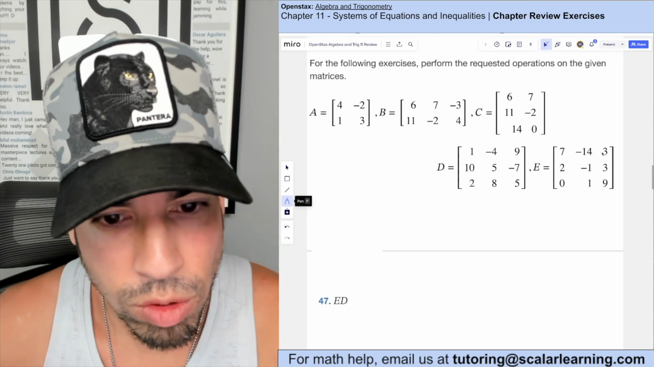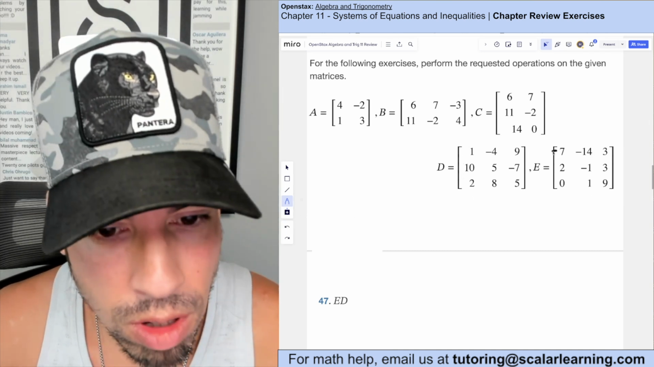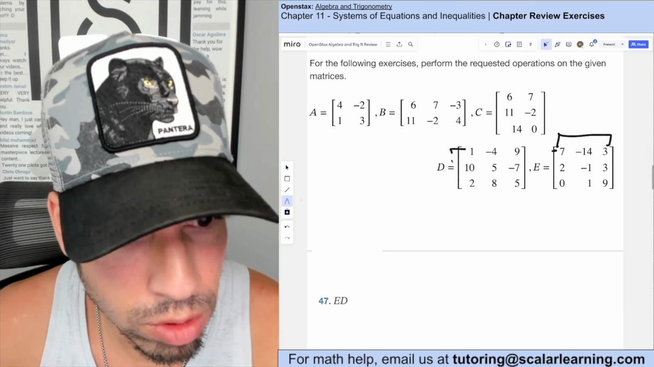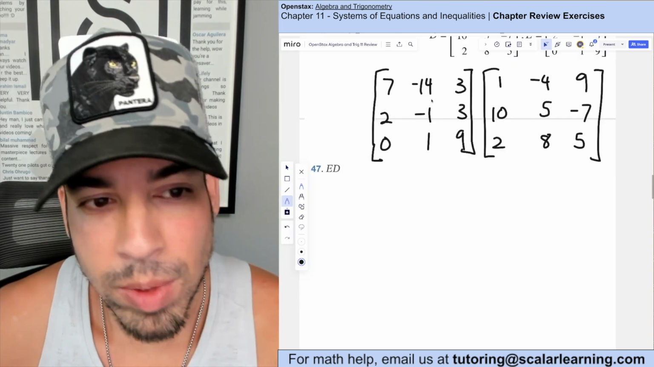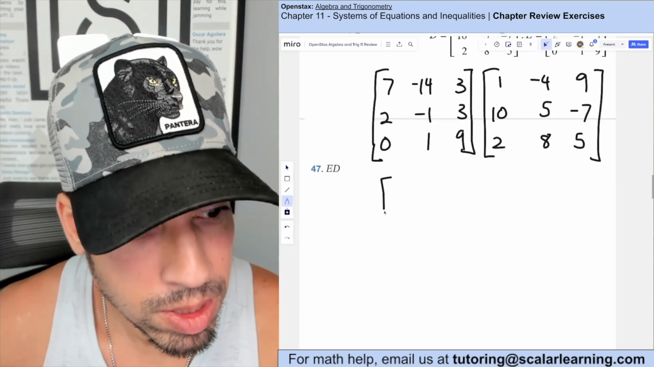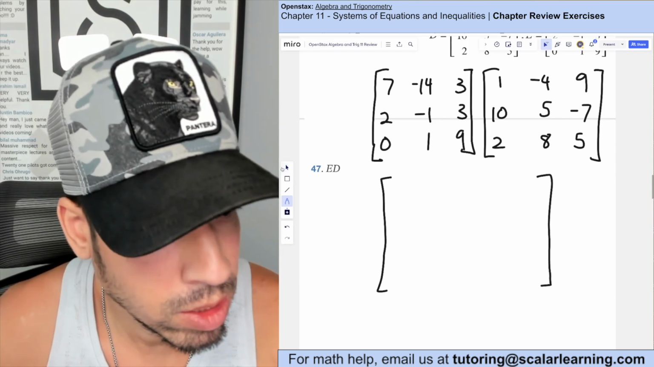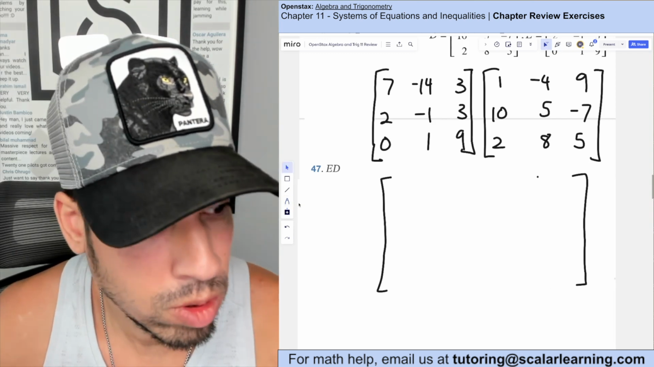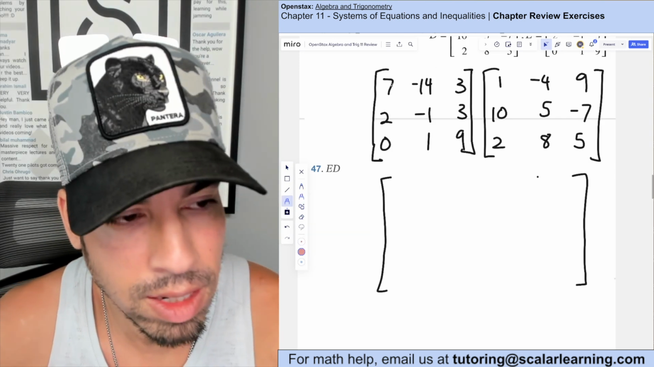Done. So for this one, we're multiplying E against D. And since the number of columns here equals the number of rows here, we know that this is doable, so let's write it out. So here we go, and they're both 3 by 3, and that means the resulting matrix is also going to be 3 by 3, so we'll just make some good room here. We're going to do a little bit of color coding to keep it nice and organized, and let's go.